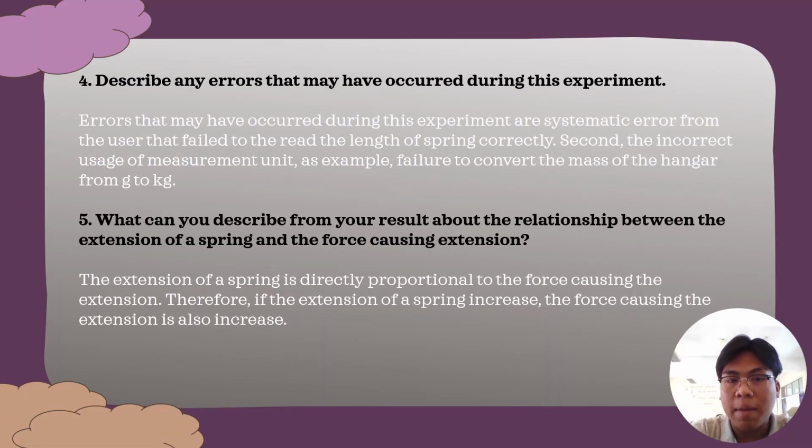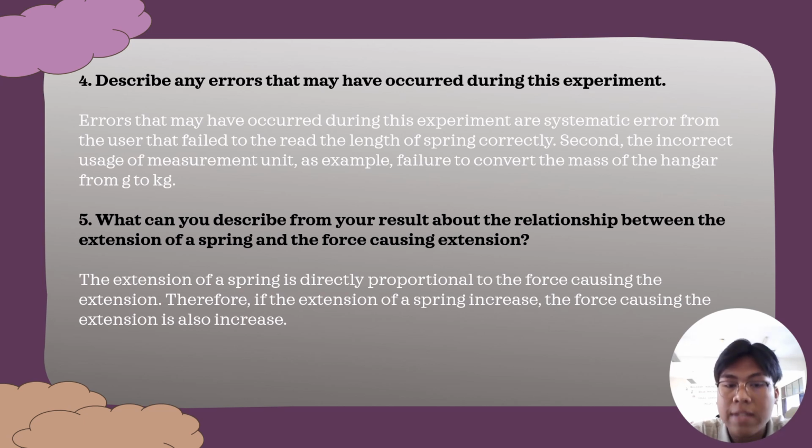Next is question number 4. Describe any error that may have occurred during this experiment. So the errors that may have occurred during this experiment are systematic error from the user failing to read the length of the spring correctly. Second, the incorrect usage of measurement units, for example, failure to convert the mass of the hanger from g to kg.